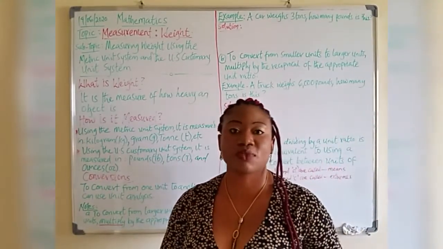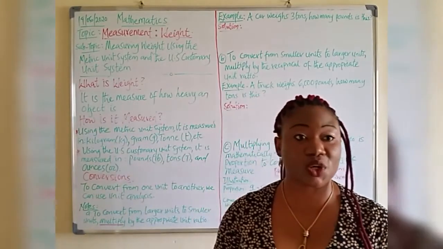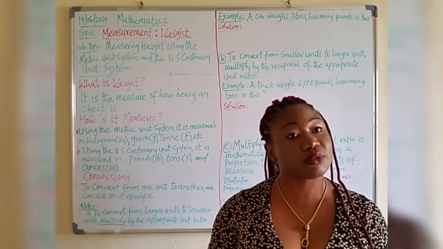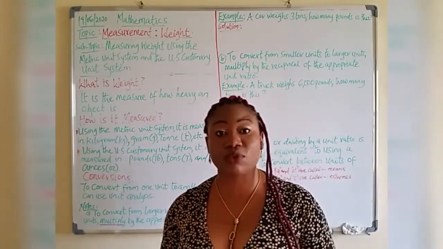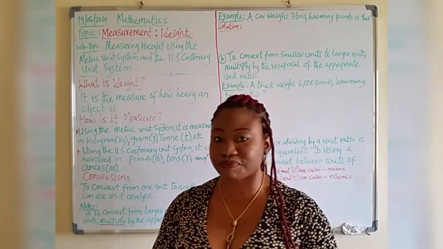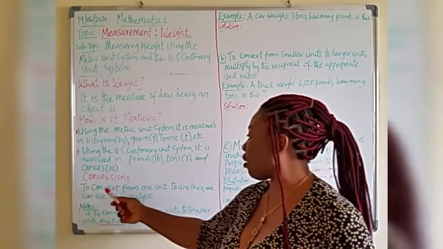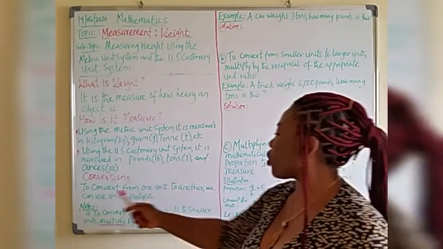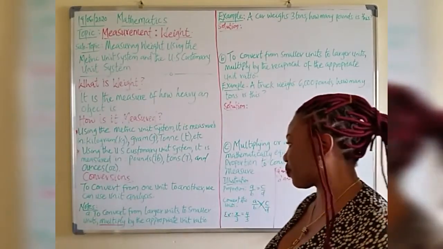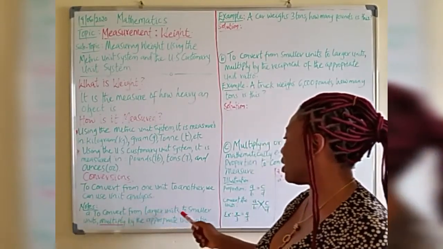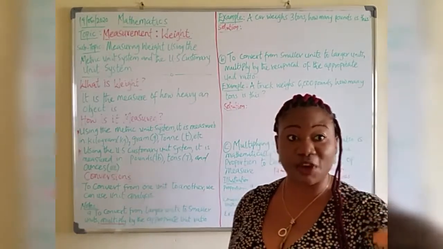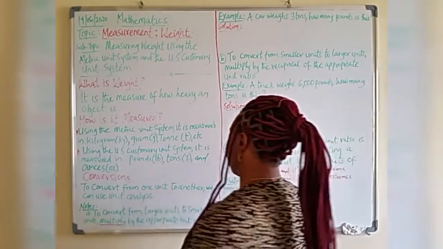Now, conversions. Why do we need to look at conversions? Because when you're dealing with weight, you're going to be told to convert either from gram to kilogram or from kilogram to ton, vice versa like that. So when to convert from one unit to another, we can use unit analysis. Let us take notes. To convert from larger units to smaller units, multiply by the appropriate unit ratio. That's our first note, note A in conversion.